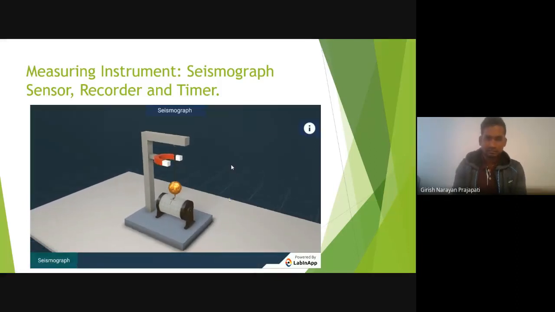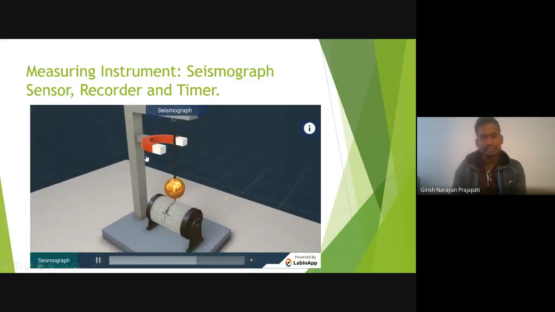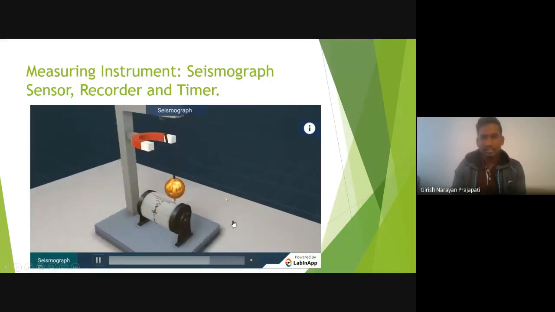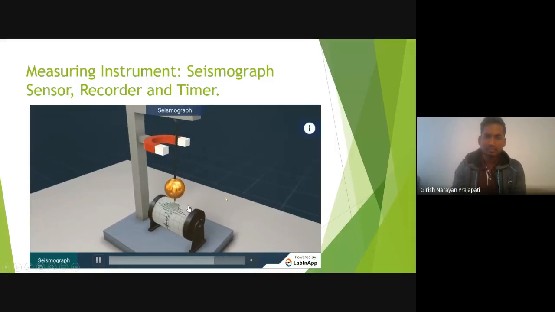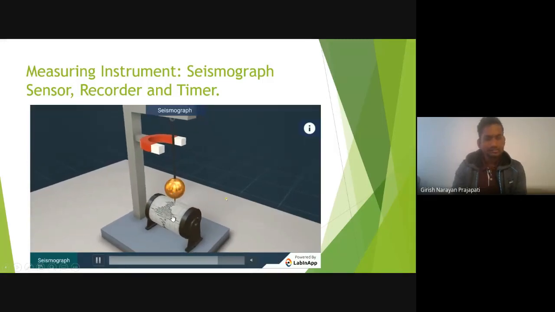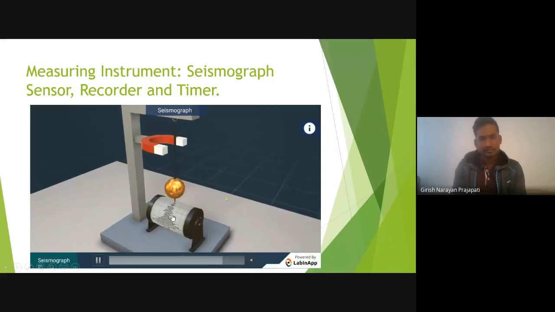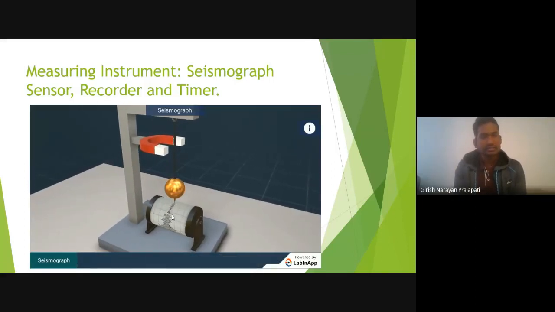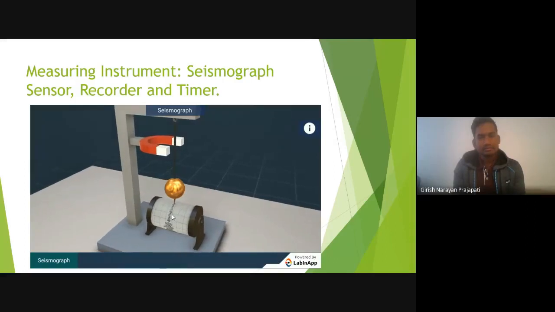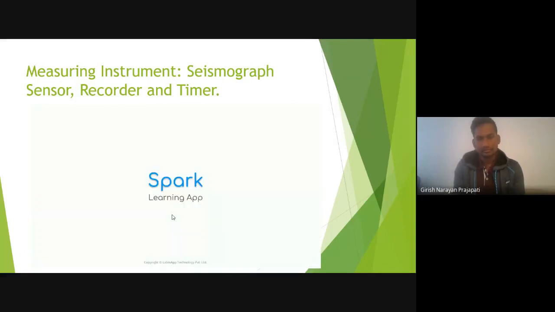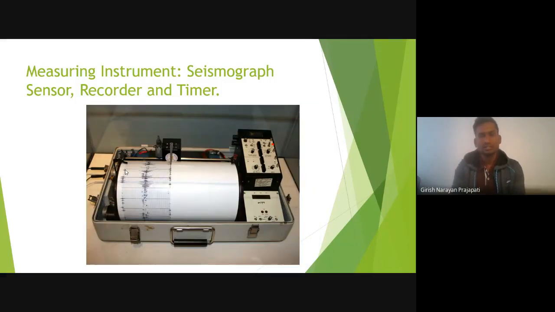Once the earthquake happens, the magnet you see here is used to provide damping so that it controls the amplitude of the oscillation. The ground is shaking, and our pendulum is also moving according to the ground, creating an oscillogram. We'll talk about the oscillogram in later chapters. So this is the function of our seismograph. This is our present seismograph, which is used currently. It is electrical, or we can say kinematic, seismograph.